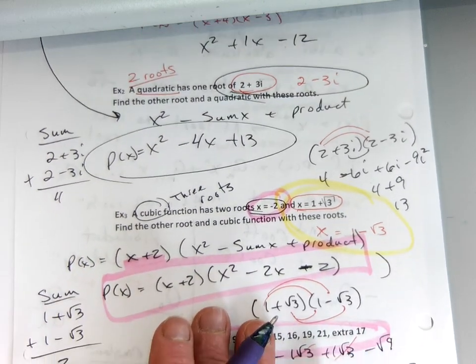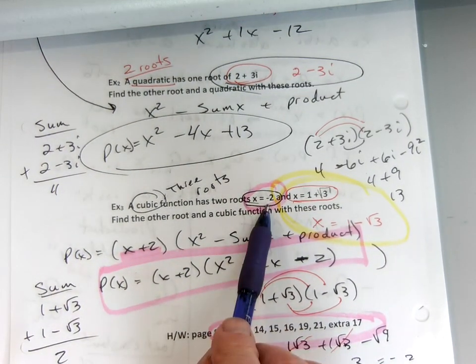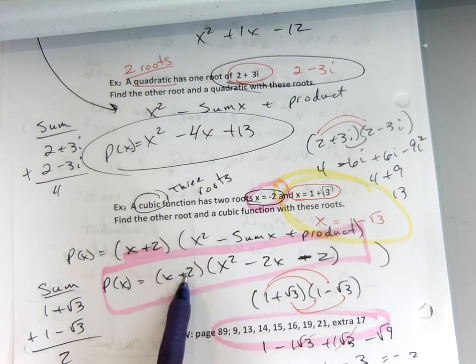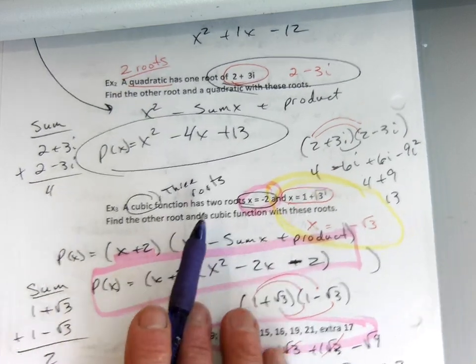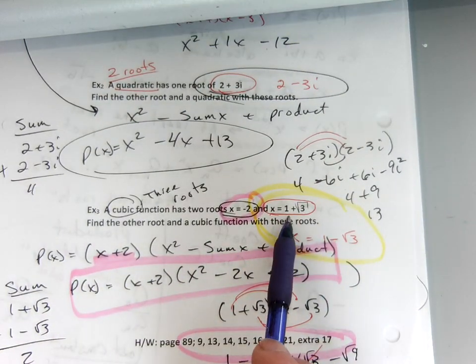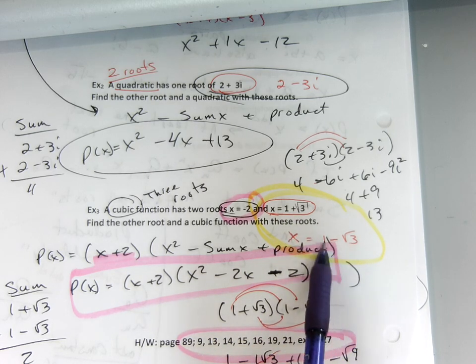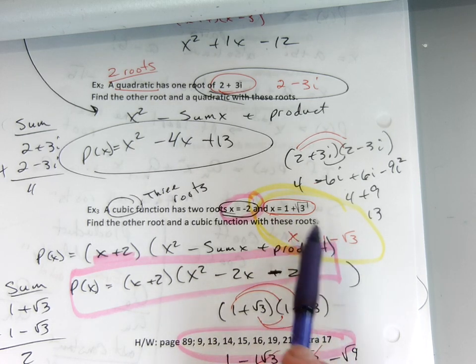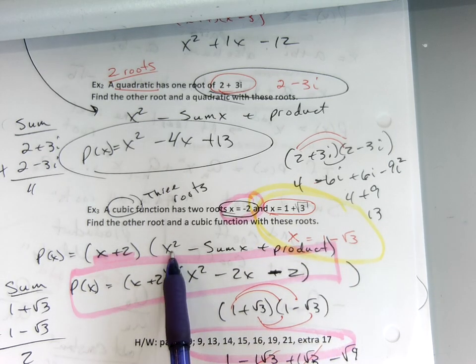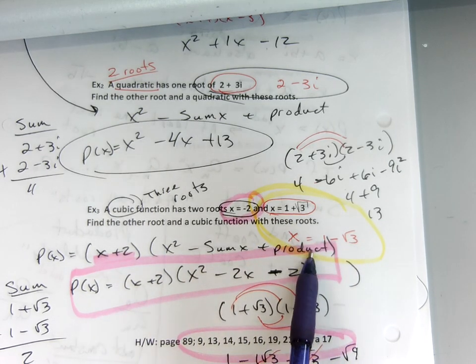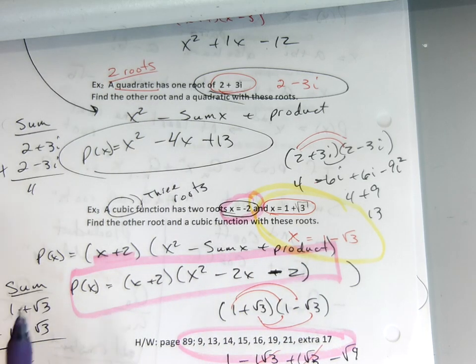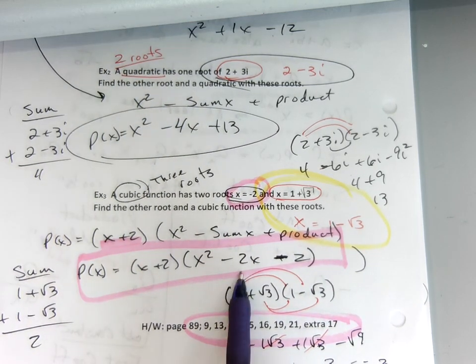Example 3, it's cubic. I already have x equals 2. That's a real root. That goes right there. We know that. x plus 2, that's done. We have an x equals 1 plus square root of 3. We know the other one has got to be an x equals 1 minus square root of 3, because they come in pairs, we know that. And then I use my formula, my x squared minus my sum of my roots plus my product. So if I wanted the sum, I added them. And I got 2. So I put my 2 right there.